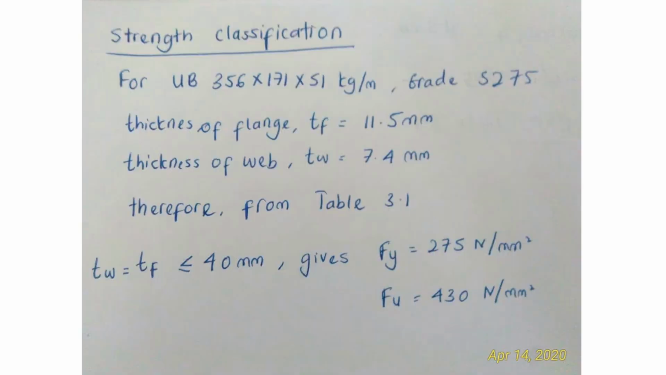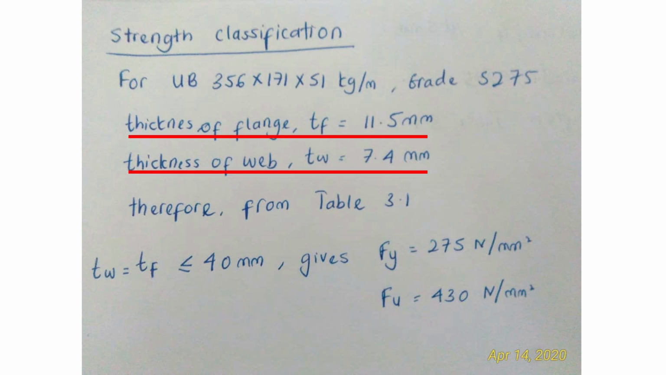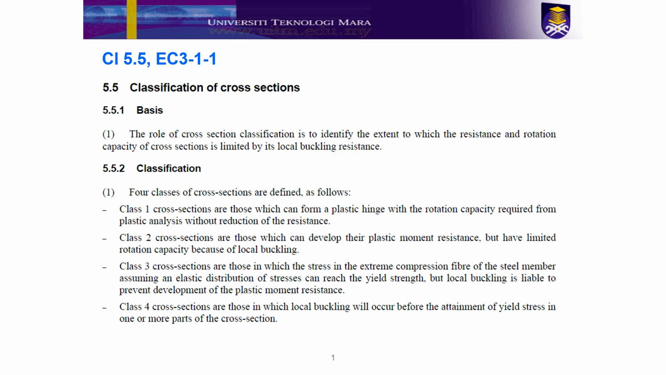To summarize, for UB 3b-Classification section, the thickness of flange is 11.5 mm, while the thickness of web is 7.4 mm. According to Table 3.1, as previously shown, we can conclude that the yield and ultimate strength of the flange and web elements is 275 and 430 respectively. Okay class, next, we need to classify the cross-sections of the given beam.